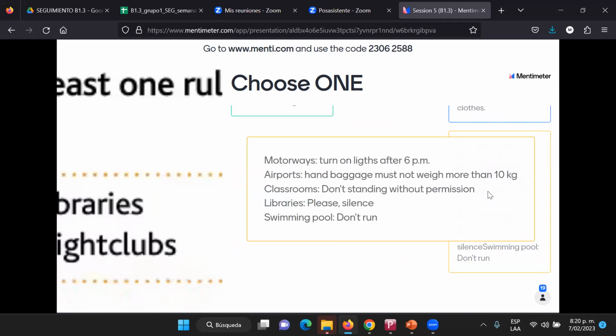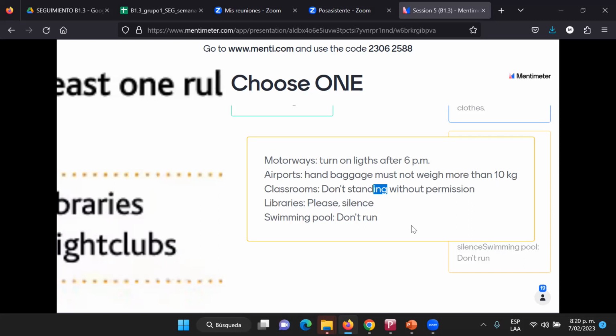The last one, I think: motorways, turn on lights after 6 p.m. Airports, hand baggage must not weigh more than 10 kilograms. Classroom, don't standing with no permission. It would be don't stand. When we're talking about a command, like a kind of order, the verb cannot go with -ing.